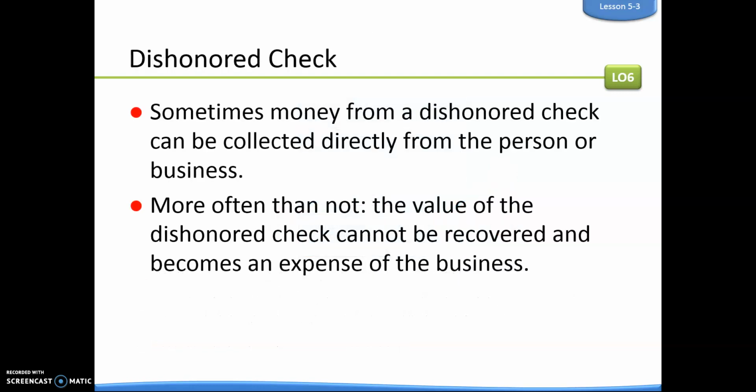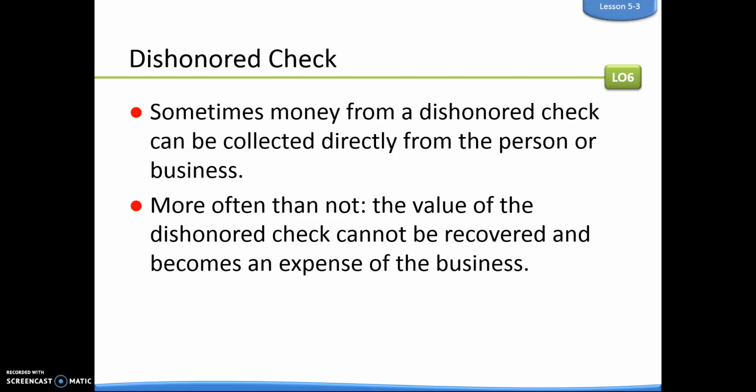Sometimes money from a dishonored check can be collected directly from the person or business. However, most often, the value of that dishonored check can't be recovered and ends up turning into an expense of the business. And that's what usually happens.